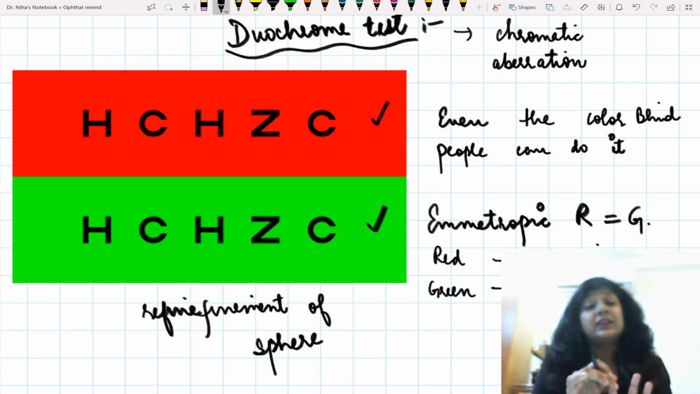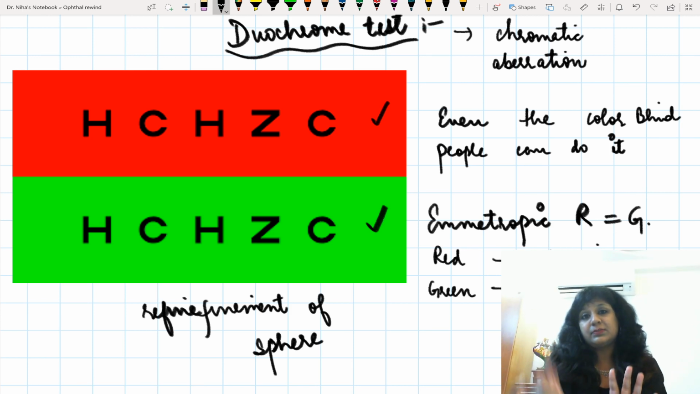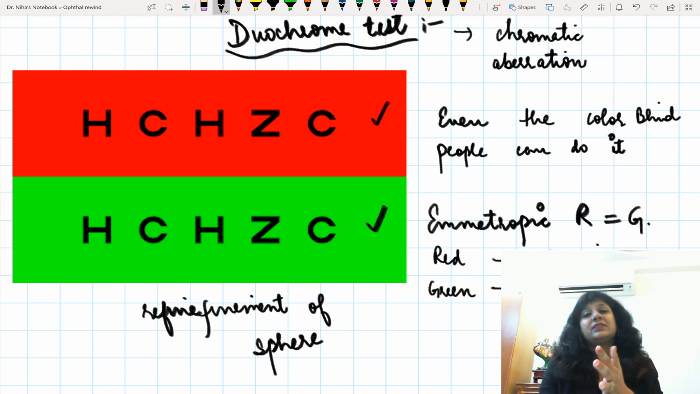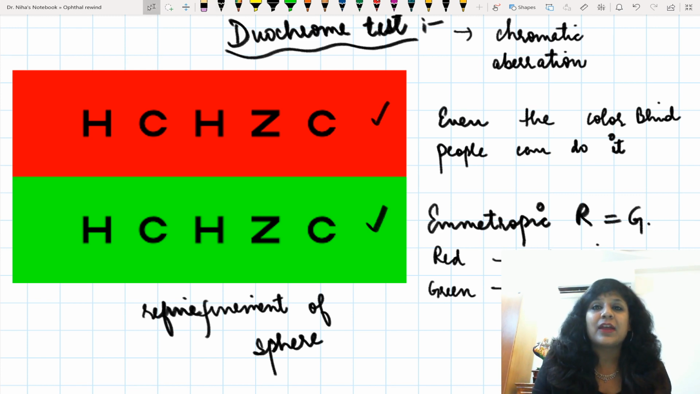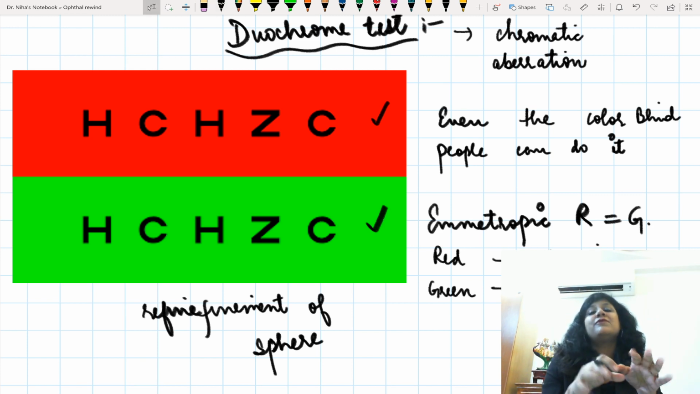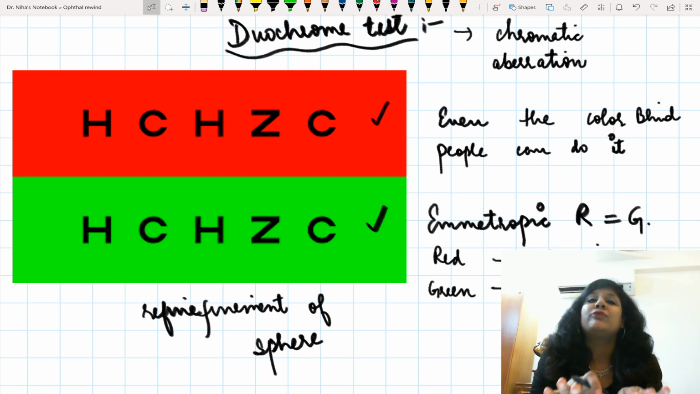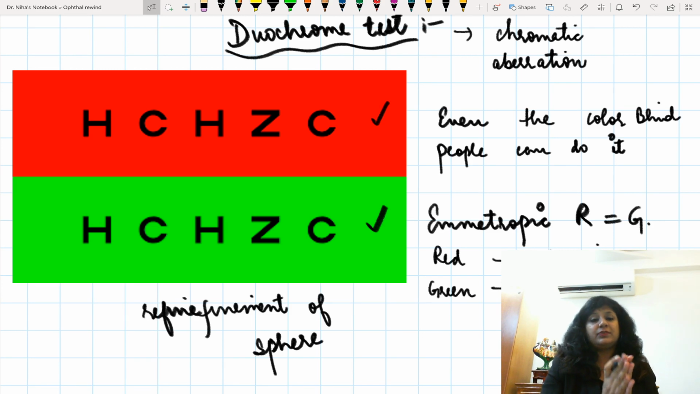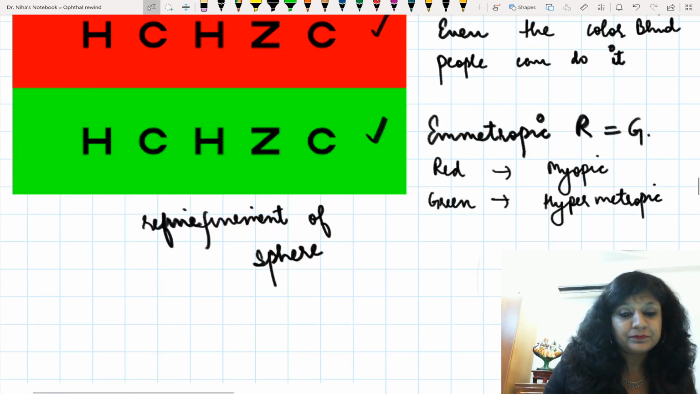What if the red characters are more clear? The person is myopic, so give the minus power. And if the person is seeing green characters more clearly, that means the person is hypermetropic. Give the plus power. Do the refinement of the spheres and bring it to that power where he is seeing both of them equally. So that will be the final point of neutralization. This is your duochrome test.